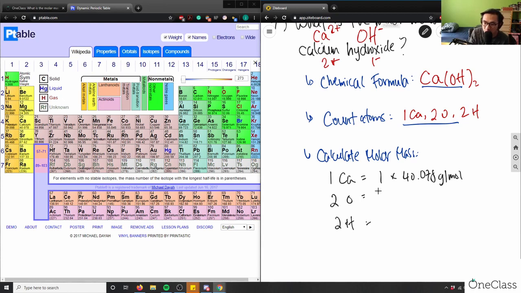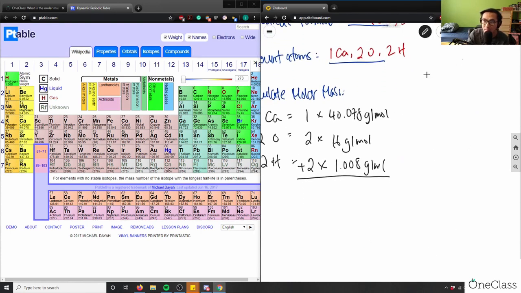For 2 oxygens, I have 2 times oxygen, which is a non-metal. Oxygen is 15.99, but I'm just going to say 16 grams per mole. Then I have 2 hydrogens, so 2 times hydrogen, which is 1.008 grams per mole. So 1 times 40.078 is 40.078, 2 times 16 is 32, and 2 times 1.008 is 2.016 grams per mole.